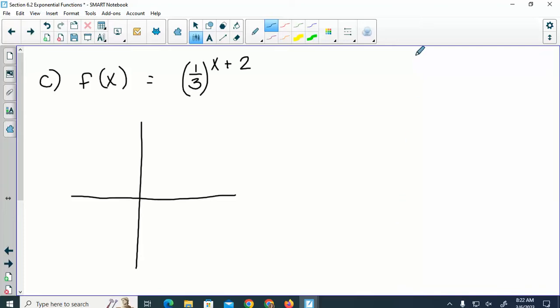Alright. What's my parent function? 1/3 to the x. So that's what we're starting with, my 0, 1, and negative 1. 1/3 to the 0 is 1, 1/3 to the first is 1/3, and 1/3 to the negative 1 is 3. So 0, 1; 1, 1/3; negative 1, 3.